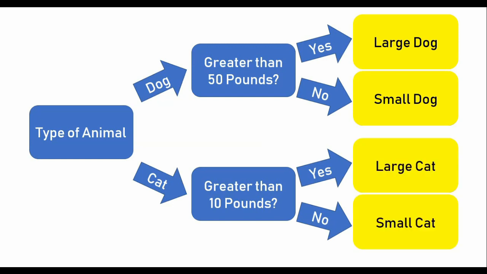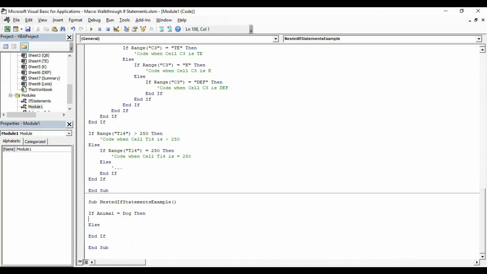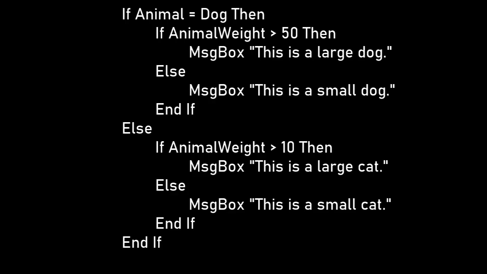Nested if statements work the same way. The outcome of the first question is going to affect the next question asked. Once you understand how to write if statements, nesting if statements are incredibly easy. You simply place a complete if statement after the correct statement. The pet cataloging example would look something like this.